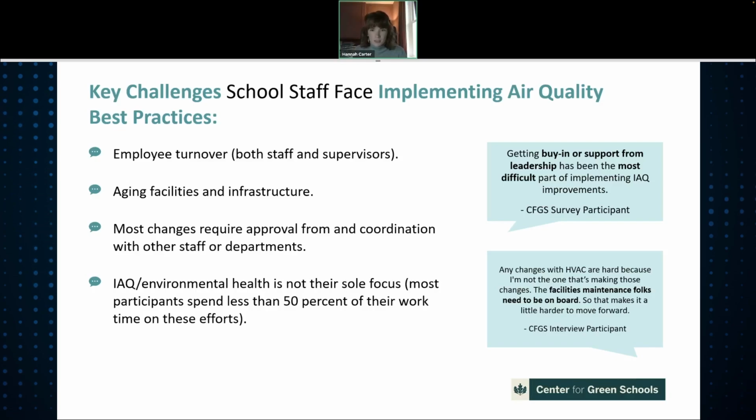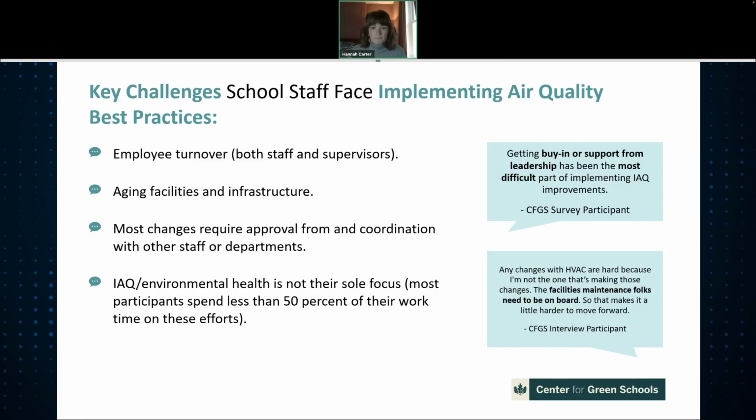So before we dive into the course, I wanted to quickly share some of the key challenges that we've heard most recently from these staff about making improvements in schools, including increased employee turnover, aging infrastructure, and gaining buy-in from leadership and other departments, which often can be a challenge. And then also a lack of capacity sometimes in their own roles, knowing that these staff who are responsible for indoor air quality wear a lot of other hats in their school district.